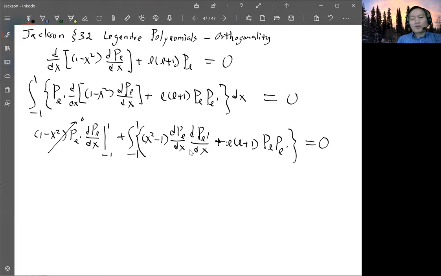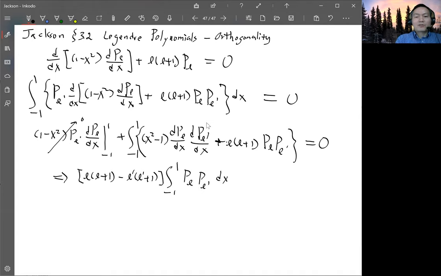When you interchange l and l prime, the first term doesn't change. In the second term, only l changes to l prime. Then you subtract the two equations, which gets rid of the first term. In the second term, you have the difference between l times (l plus 1) and l prime times (l prime plus 1), which is out of the integration. So you have l(l+1) minus l'(l'+1), multiplied by the integral of P_l P_l' dx, equals 0.